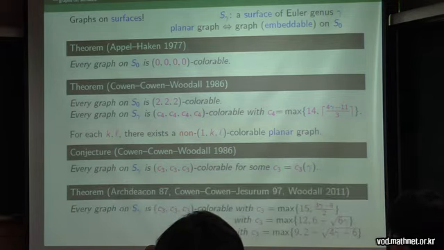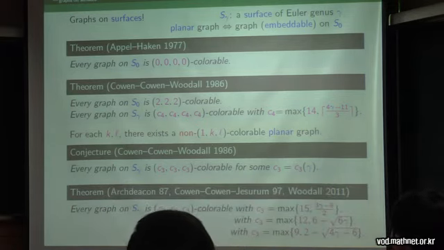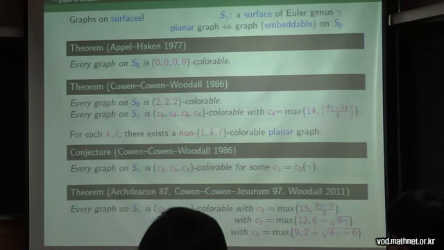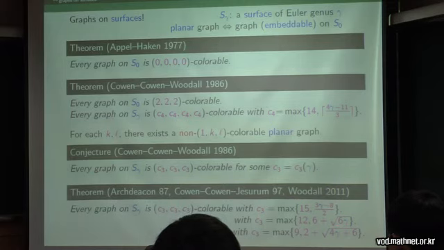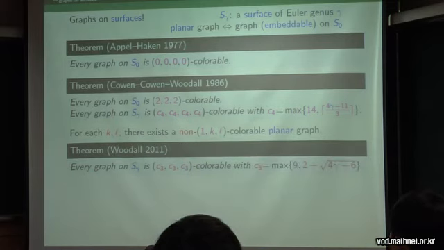And there was a series of results, right? Immediately after they made this conjecture, 1 year after, somebody solved it with some function that's linear in gamma. And then 10 years later, they improved this to something in the square root of gamma. And then recently, Norin just improved the constant, right? So this is the best known result on this conjecture.